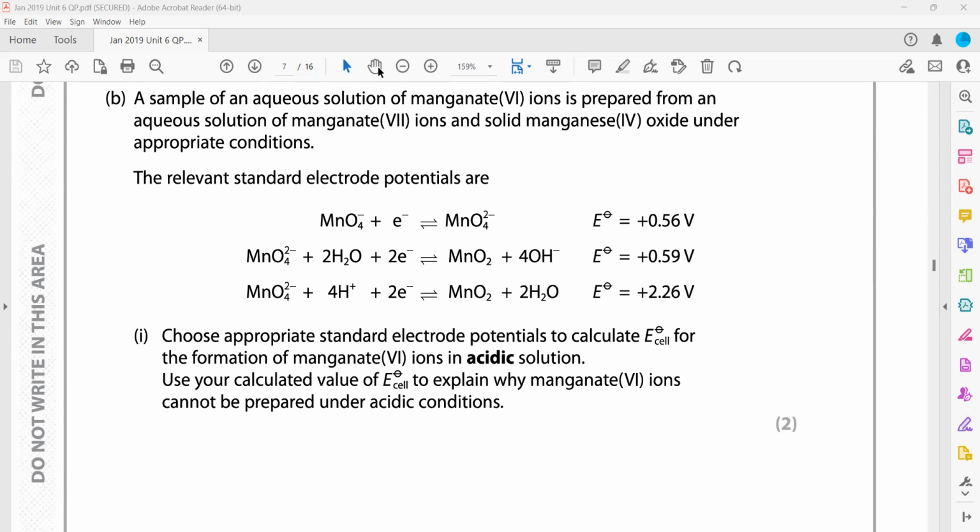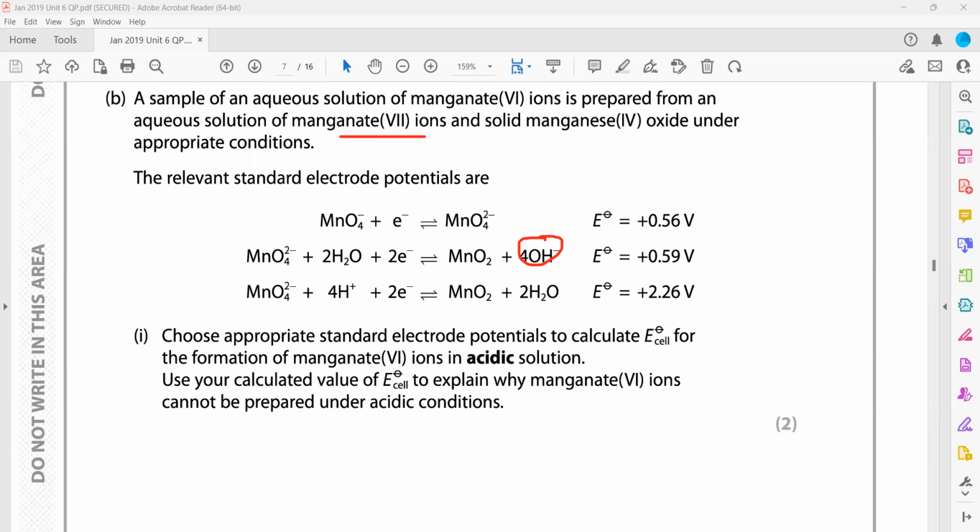A sample of aqueous solution of manganate(VII) ions is prepared from an aqueous solution of manganate(VI), and a sample of aqueous solution of manganate(VI) is prepared from aqueous manganate(VII) and solid manganese(IV) oxide under appropriate conditions. Choose the appropriate standard electrode potentials of a cell for the formation of manganate(VI) ion in acidic solution. This one is alkaline, because when you see this OH, it means it is an alkaline solution. We don't have to use that. It is in acidic solution.